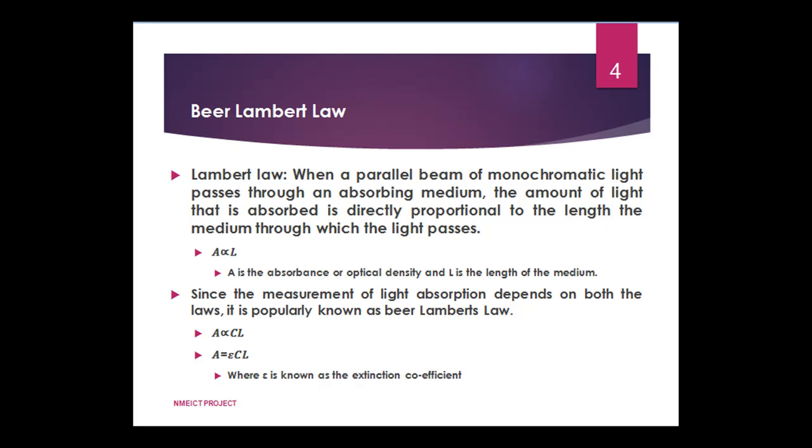In the above equation, when the concentration is 1 molar, that is 1 mole per liter, and the path length of light is 1 centimeter, epsilon is known as the molar extinction coefficient, denoted as epsilon M. In SI units, concentration should be expressed as mole per meter cube and path length in meters. As A is unitless, this gives the units of epsilon as mole inverse meter square, derived from 1 upon mole per meter cube multiplied by meter.